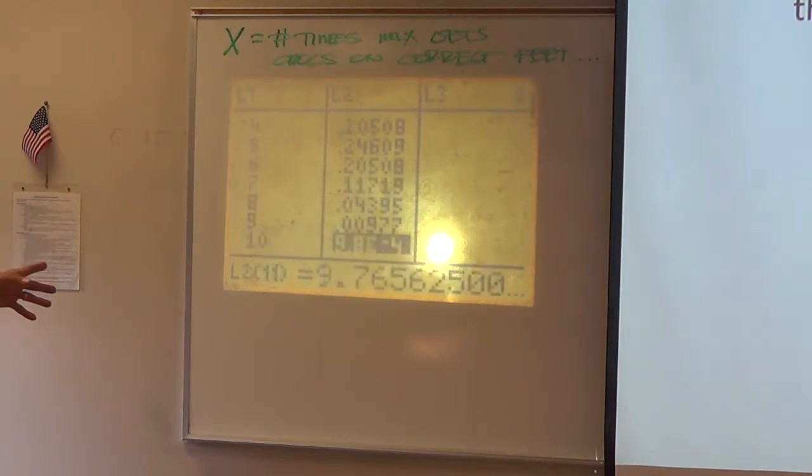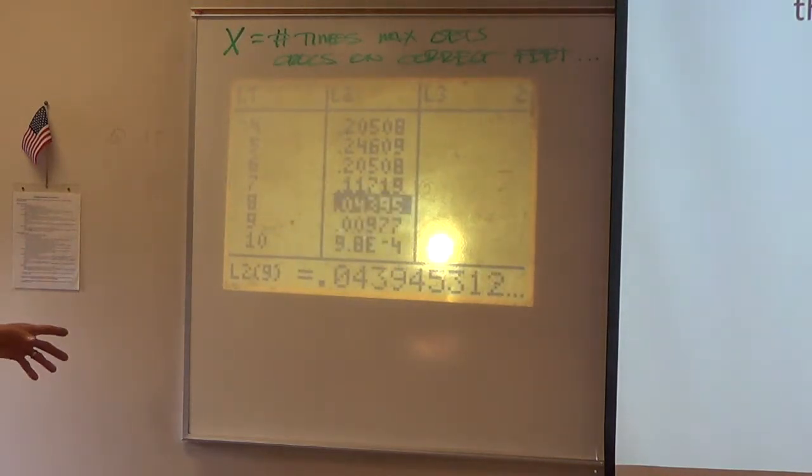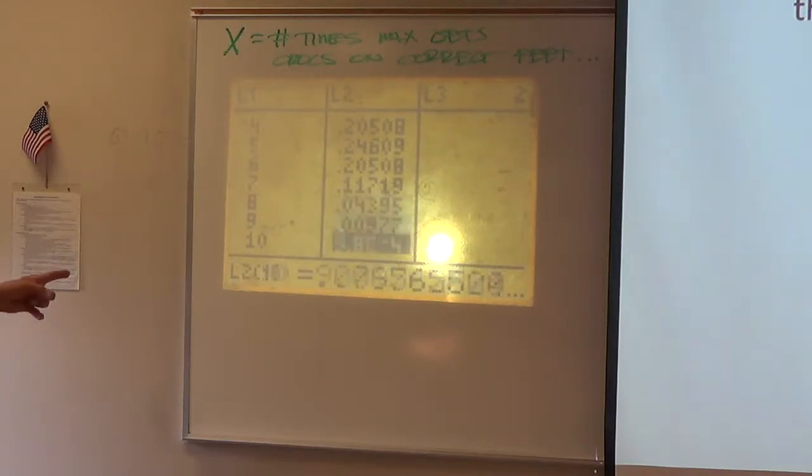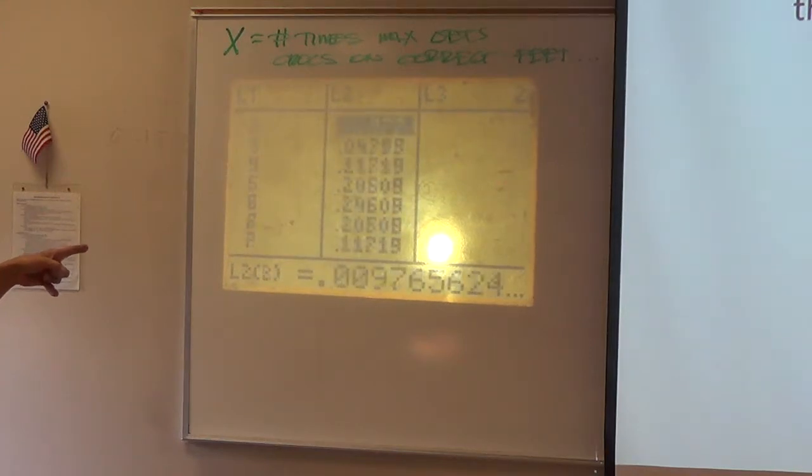What do you notice about those numbers down here? Oh my goodness, does that make sense? Should the probability of getting them right 10 times be the same probability as getting them wrong 10 times? Why?